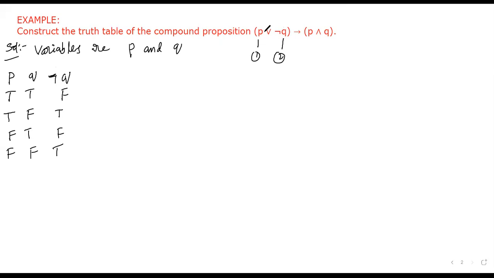Now see the small brackets. First see the small bracket: P join negation Q. P is already there and negation Q is also there in our table. Now we require P or negation Q. Just write P or negation Q. See only these two columns.